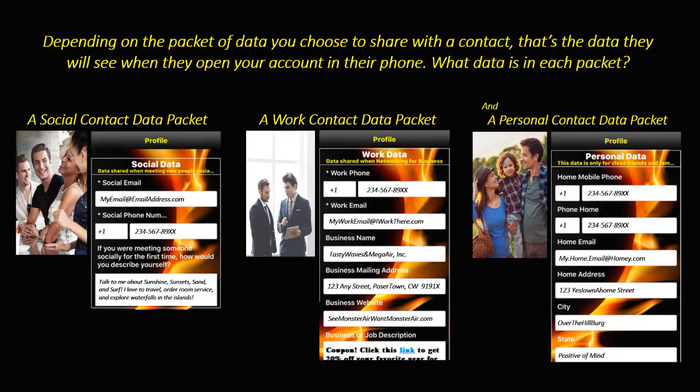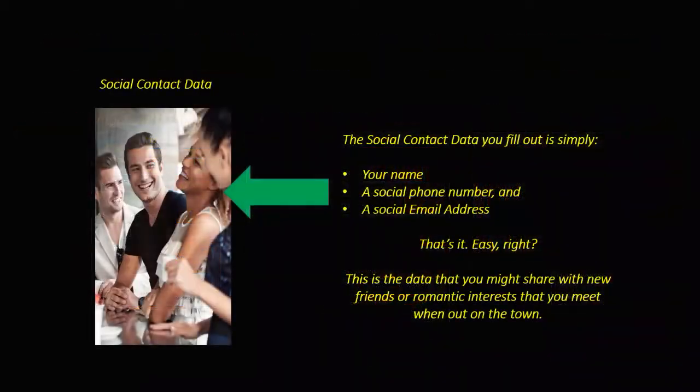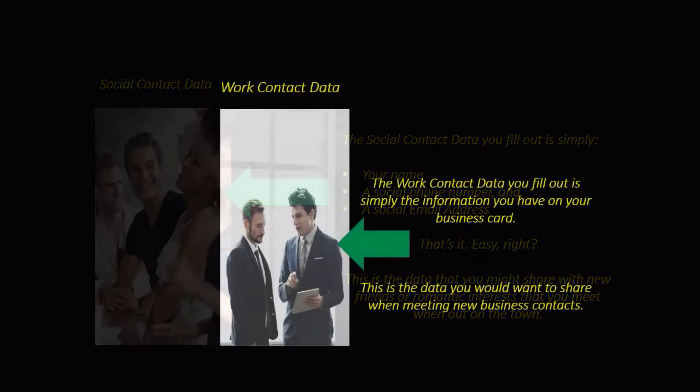What data is in each packet? Social contact data. The social contact data you fill out is simply your name, a social phone number, and a social email address. That's it. Easy, right? This is the data that you might share with new friends or romantic interests that you meet when out on the town.